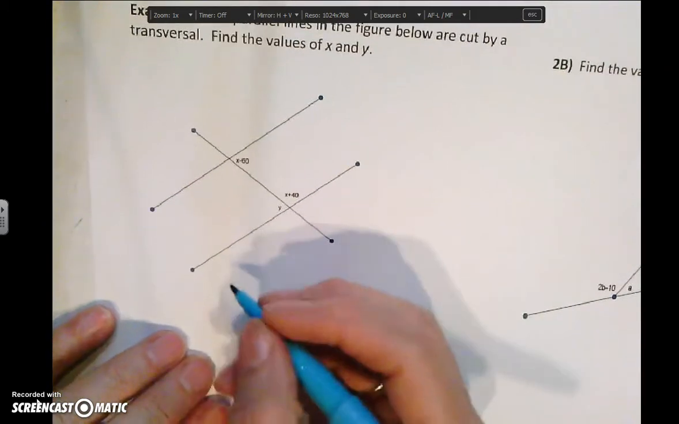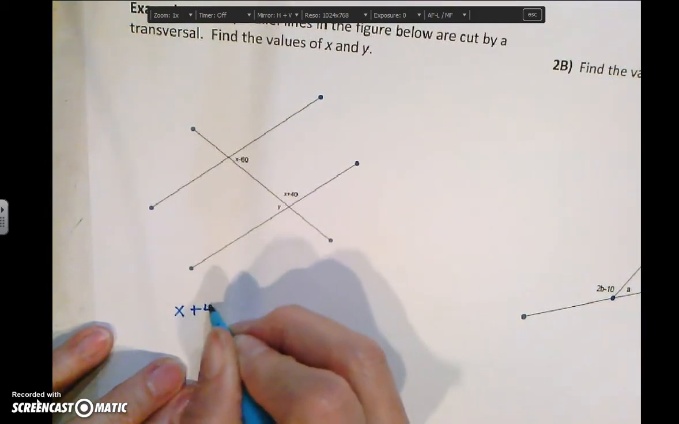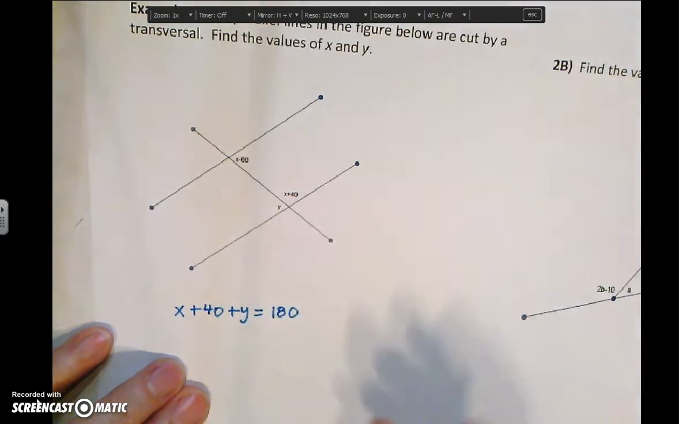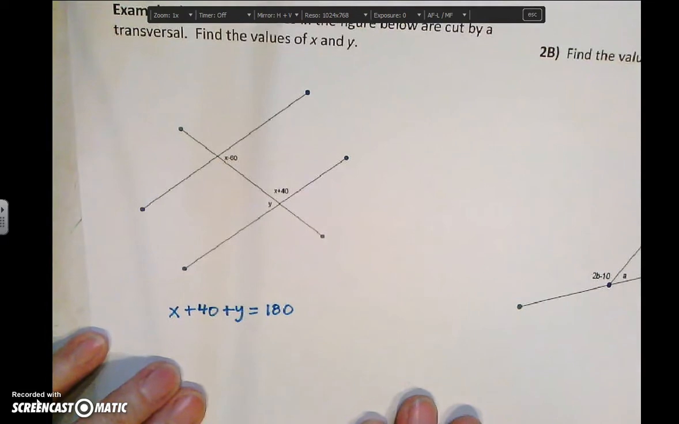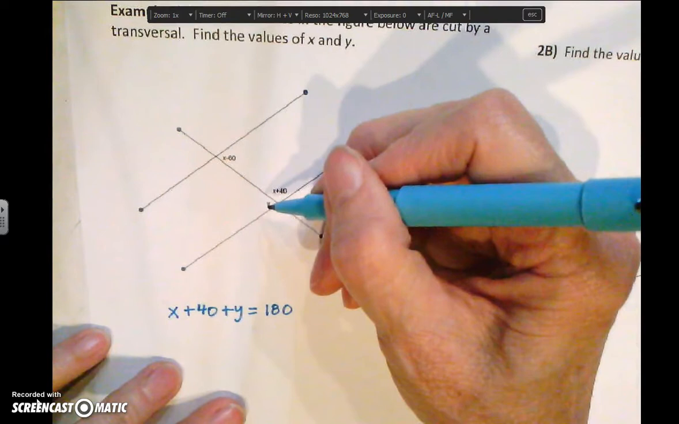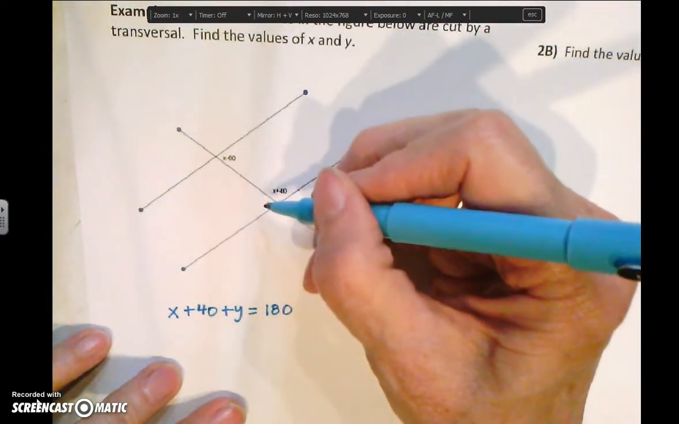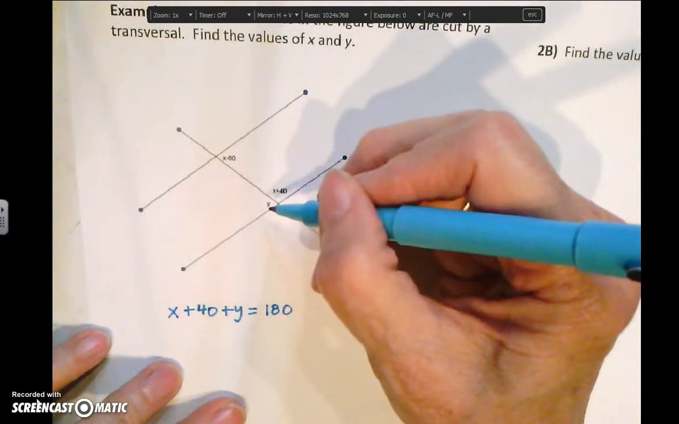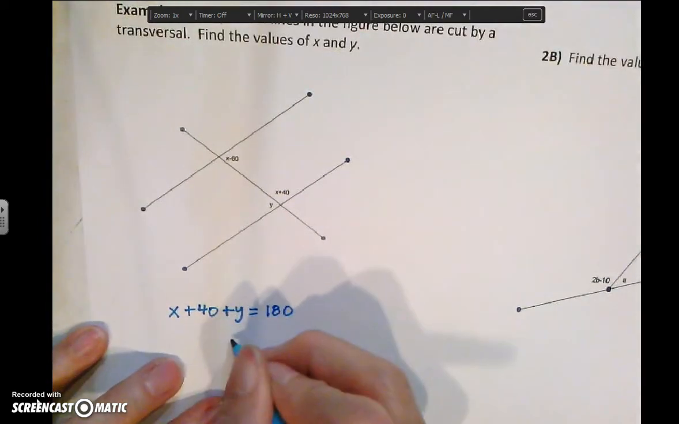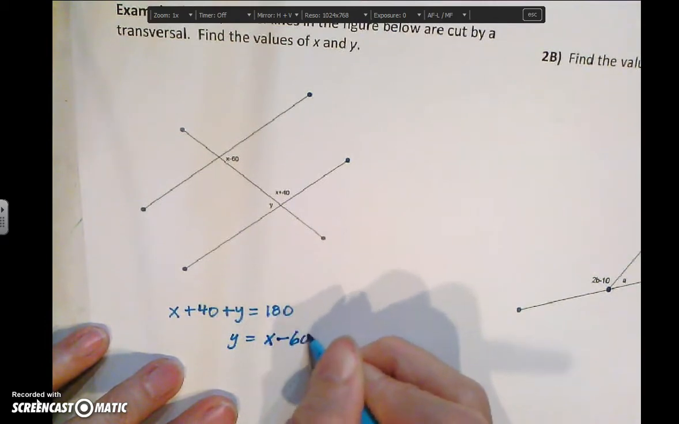So I could say then that x plus 40 plus y is equal to 180. That's one equation we could use. Another one that we could use would be that y, so you got the alternate interior angles there. So remember that those are equal. So alternate interior equals, we have y is equal to x minus 60. So I'll write y is equal to x minus 60.